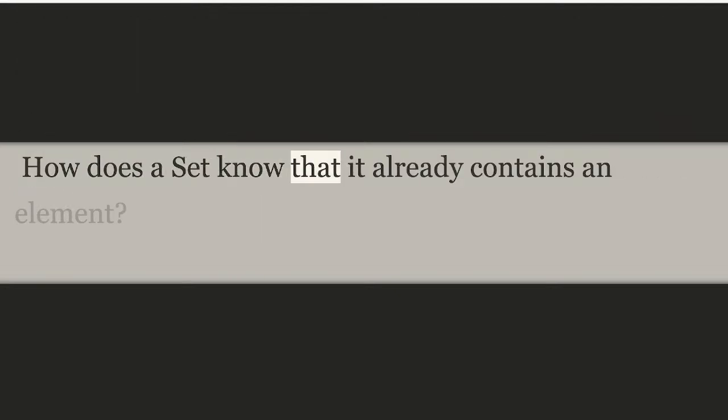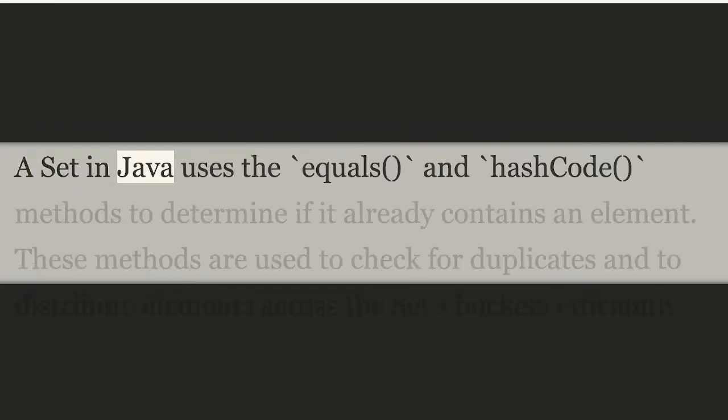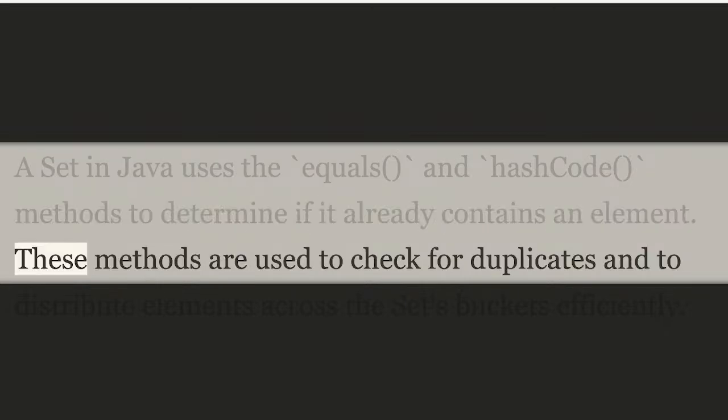However, this list does not support any operation that changes its size. How does a set know that it already contains an element? A set in Java uses the equals and hashCode methods to determine if it already contains an element. These methods are used to check for duplicates and to distribute elements across the set's buckets efficiently.